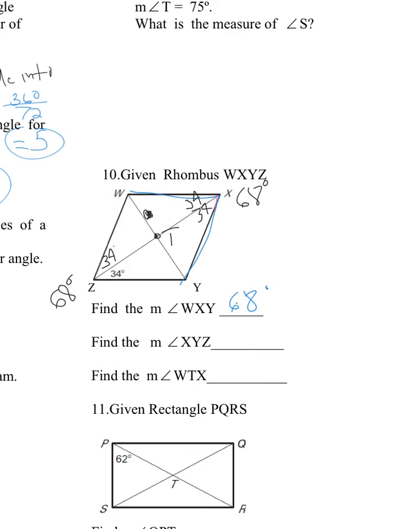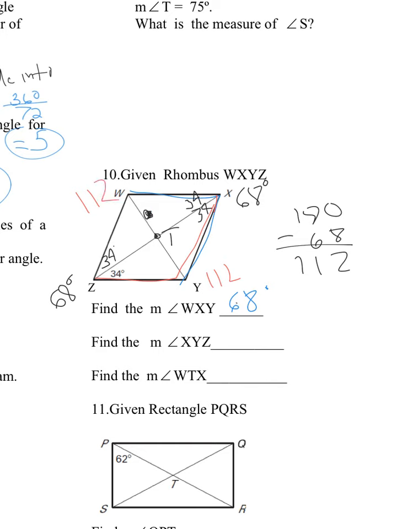XYZ. So if the opposite angles are 68, this is still a parallelogram because that's under the rhombus family. So these are going to be supplementary angles. 180 minus 68 is 112. Oh, that's why. Okay.